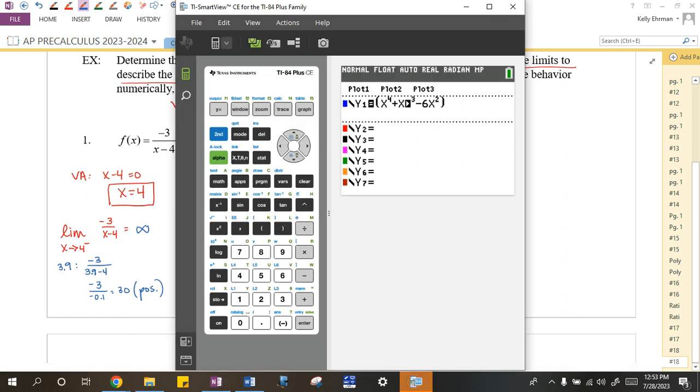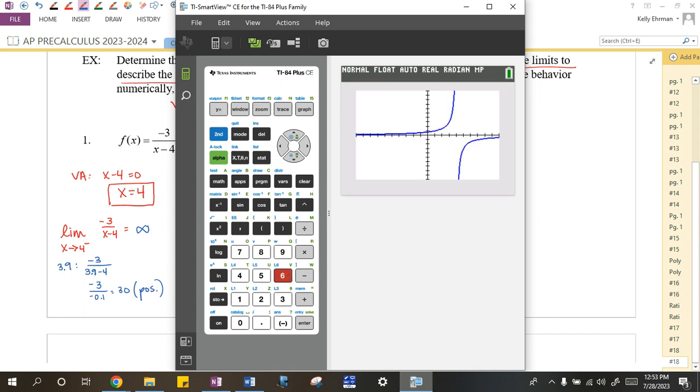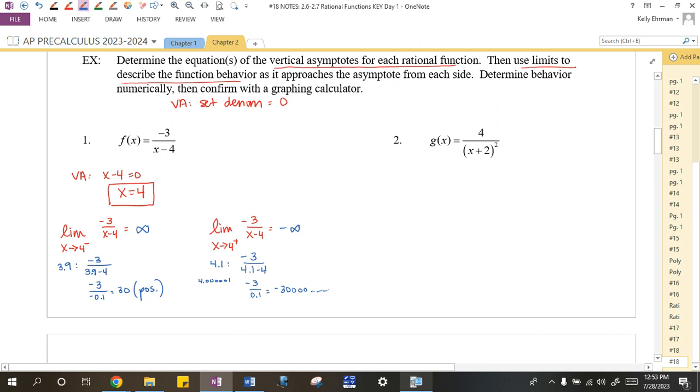What does that mean graphically? Let's check this. So this is negative 3 divided by parentheses x minus 4. I'm just going to zoom. So as we approach 4, what did we say? To the left of 4, the graph should be heading toward infinity, which it is. To the right of 4, as you approach 4 coming at it from the right side, your graph is headed toward negative infinity. So yeah, that checks out.